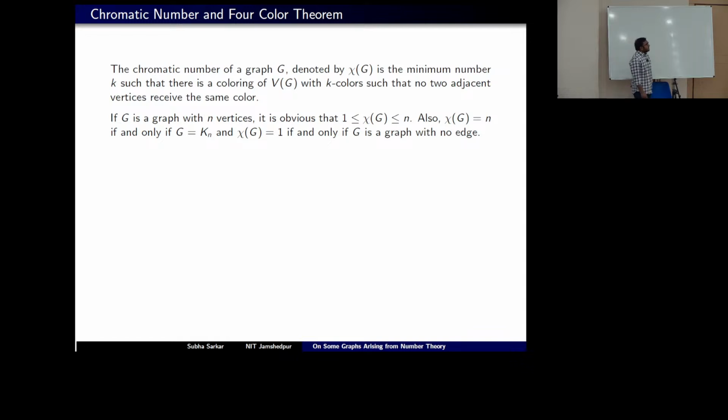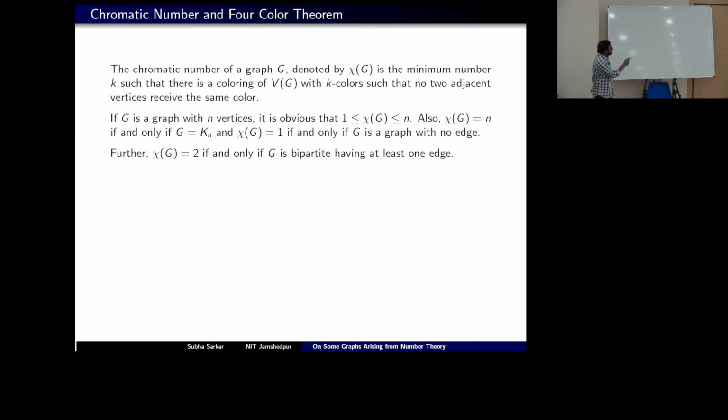And also we need at least one color, so this is a trivial bound on the chromatic number. Also we know that if the chromatic number is equal to the upper bound, in that case it must be the complete graph. For the lower bound, chi of G is equal to 1 if and only if the graph has no edge, that is, there is no edge in that graph. And also we have this nice criterion that the chromatic number is equal to 2 if and only if G is a bipartite graph having at least 2 edges.